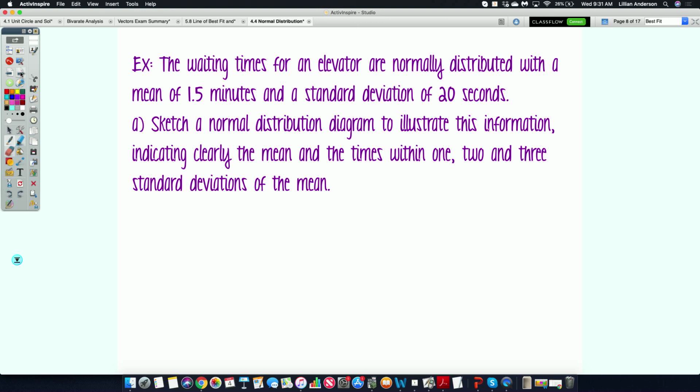Now, we're going to draw a normal distribution diagram to illustrate this information, clearly indicating the mean and the times within 1, 2, and 3 standard deviations of the mean. There's just one problem here. When I draw my x-axis, how am I going to label it?